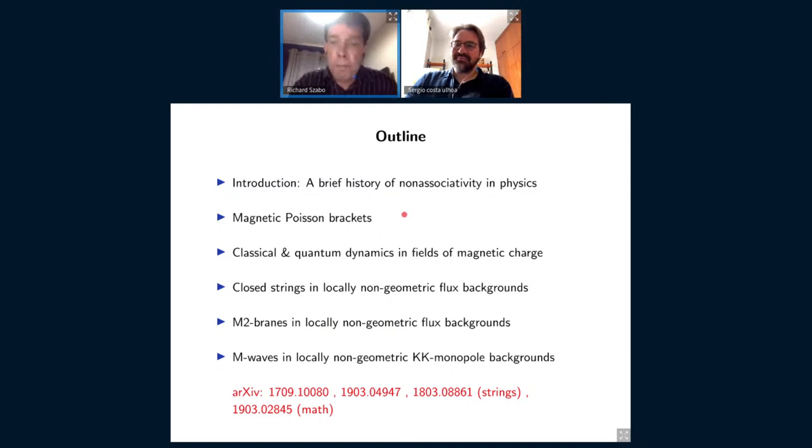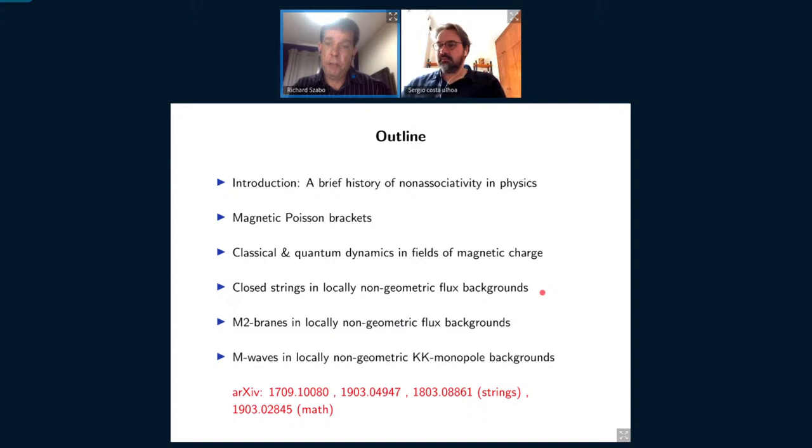I'll define these. And then I'll move on and talk a bit about the classical and quantum dynamics of electric charges in fields of magnetic charge. Okay, this will be the very simple example. And we'll see even at the classical level, we can learn something about the difference between motion in a source-free magnetic field and one which is sourced by magnetic charges.